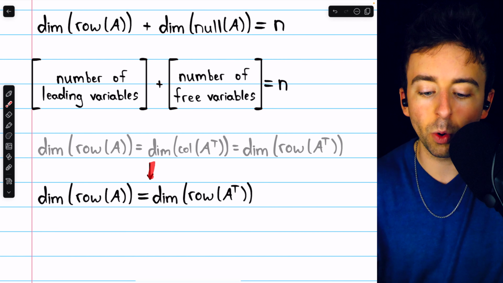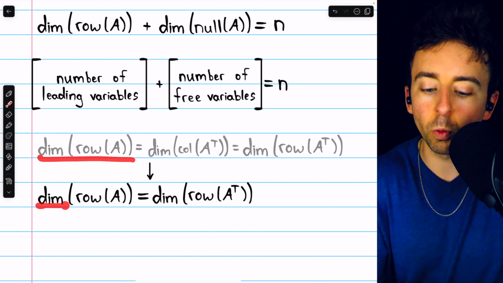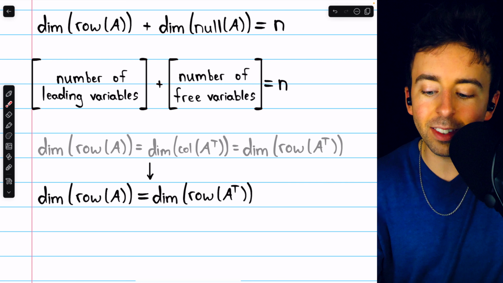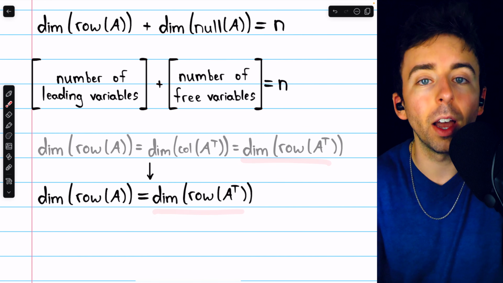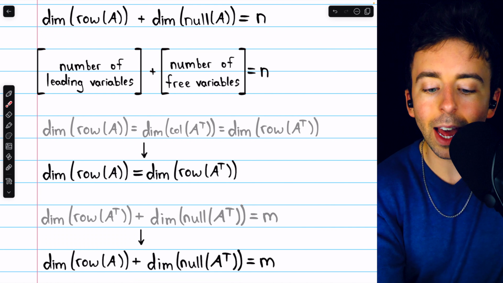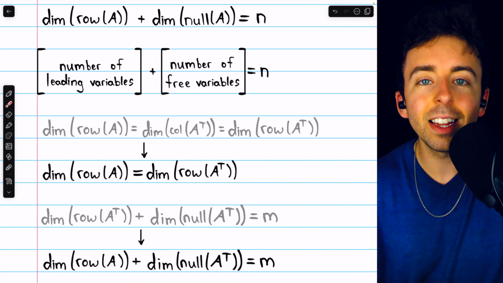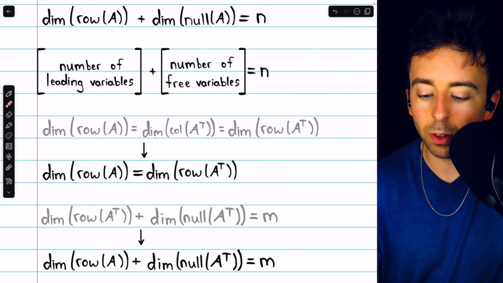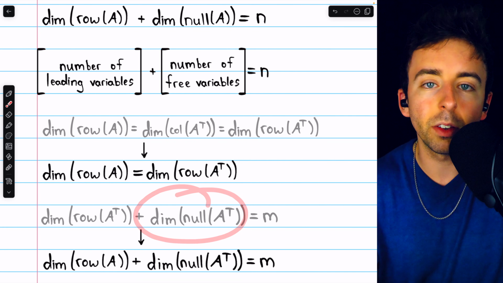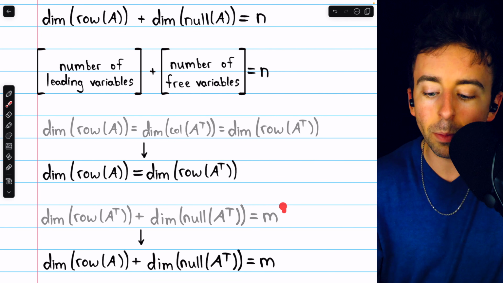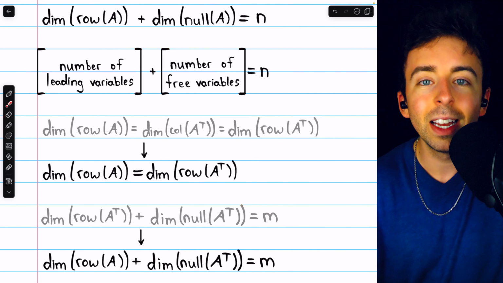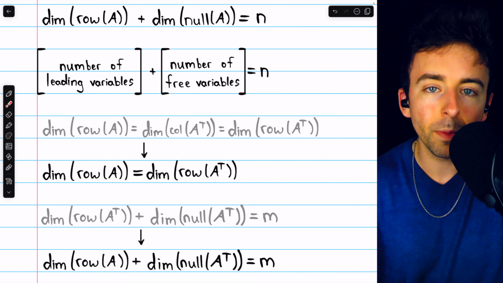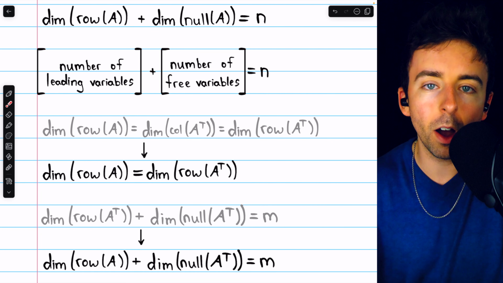And so in total, this equation shows us that the dimension of the row space of A is the same as the dimension of the row space of its transpose. Then we can apply this result that we just discussed to A transpose. The dimension of the row space of A transpose plus the dimension of the null space of A transpose must equal the number of columns of A transpose. Since A has m rows, A transpose has m columns.